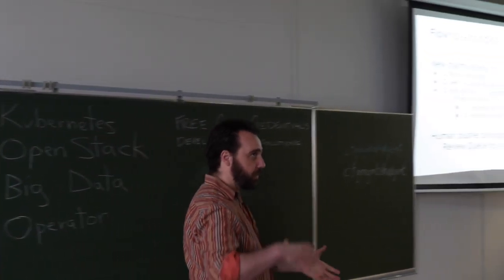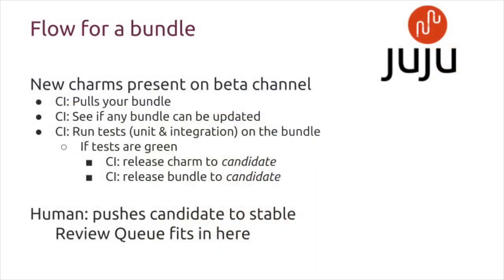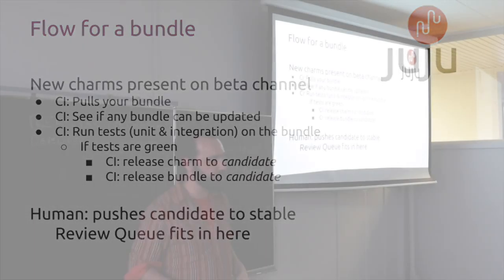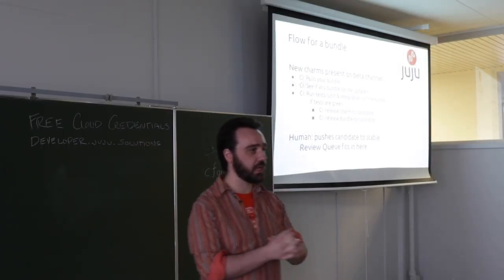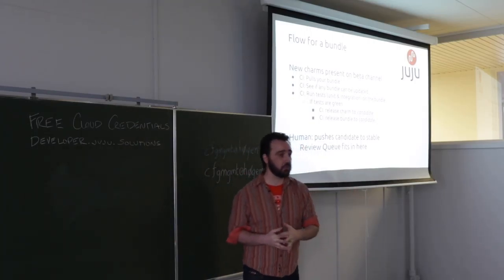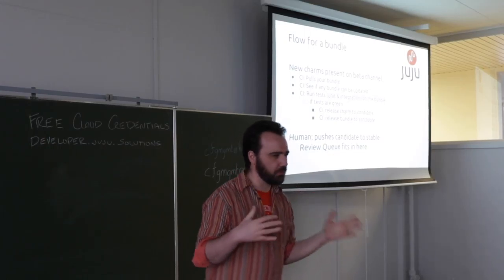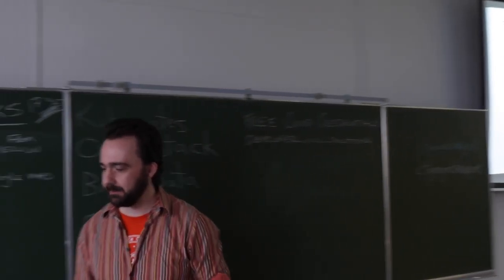And that's kind of from a charm point of view. You can also set up your bundles in this thing. Cloud Weather Report will watch the bundle. If any charms in it change, it'll run tests on the bundle and then push the whole bundle as a candidate to the store. And then the next step would be to submit it to the review queue. That's still a human step, though we have some future plans to make the review queue submission automatic.